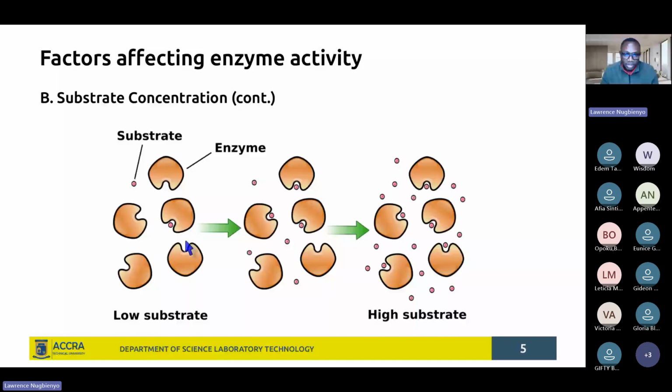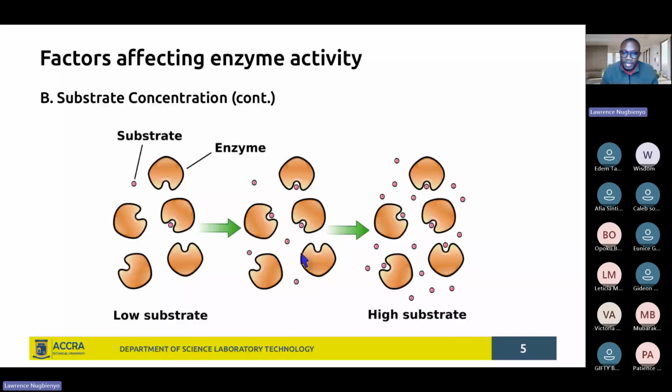Now, in the second phase, you see that the amount of substrate has been increased. And when the amount of substrate increased, you see more of the enzymes are getting occupied by substrate molecules. Of course, this is going to result in an increase in the rate of the reaction because you are now having more substrate upon which enzymes are acting. You will have more products that will be formed.